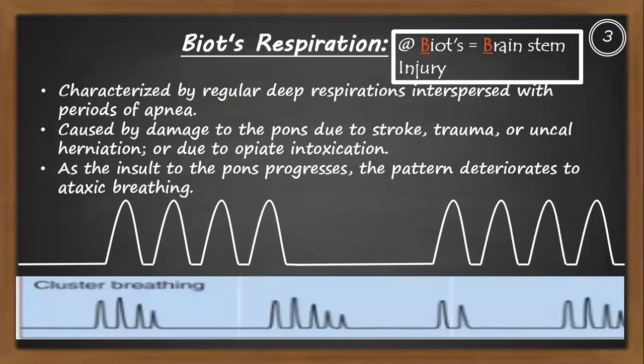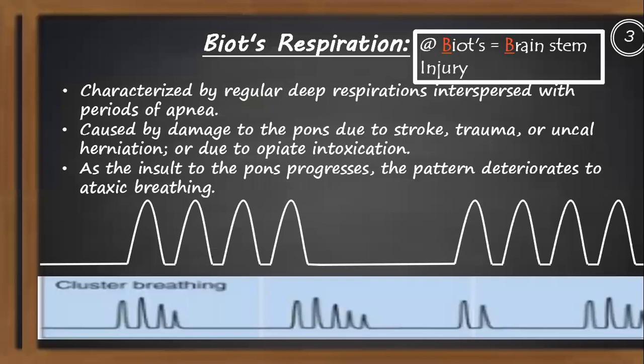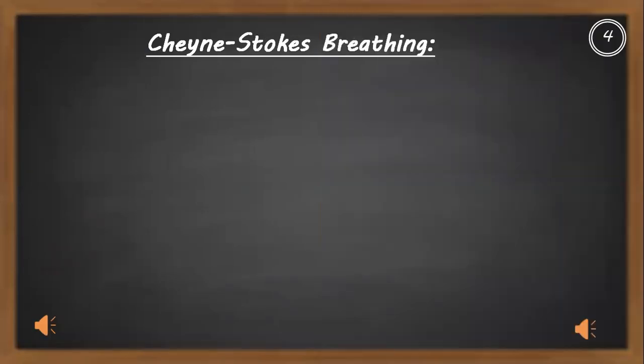And these are quite important to note, because in Biot's respiration, we have to look specifically for damage to the pons, whereas in cluster breathing, the damage can be either in the medulla or pons. Now we'll move on to the next pattern of respiration, that is Cheyne-Stokes breathing.